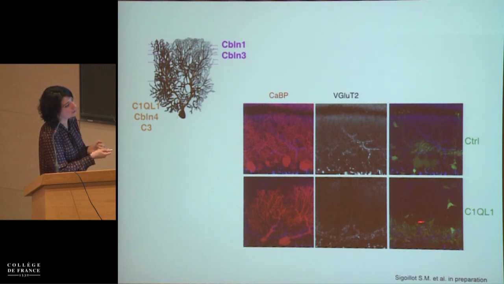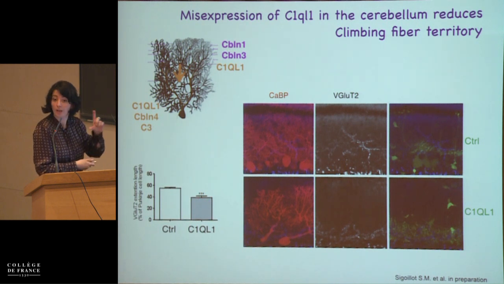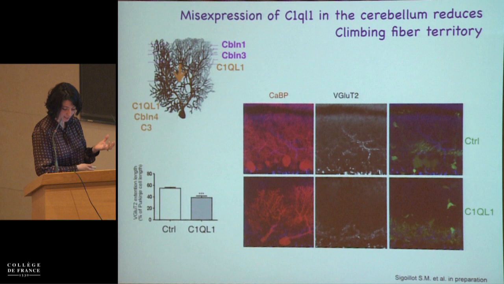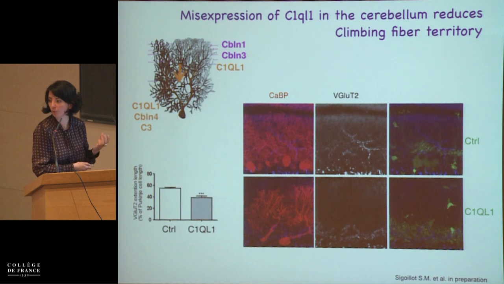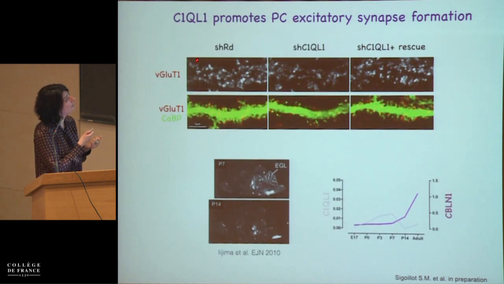In the situation where we overexpress C1q-like 1, you can see here that the climbing fiber does not seem to be able to cross this boundary. We quantified this and showed that indeed, when you overexpress C1q-like 1 in the cerebellum, you have a significant reduction in the extent of the climbing fiber territory on Purkinje cells. So this is actually exactly the reverse of what we predicted. So what does that mean? A simple explanation would be that C1q-like 1 does not inhibit synapse formation, but actually promotes it. And so if you promote the parallel fiber territory, you will reduce the climbing fiber. We are currently analyzing this, and we have data that indeed suggest this.